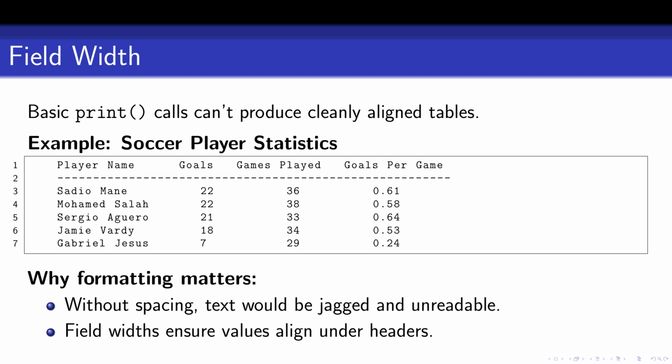For example, when printing player statistics, like name, goals, and games played, you want the columns to line up neatly, even if the data varies in length. By assigning consistent field widths to each column, you can produce output that is clean, professional-looking, and easy to scan. This is especially important when displaying data in terminal-based applications, reports, or logs.